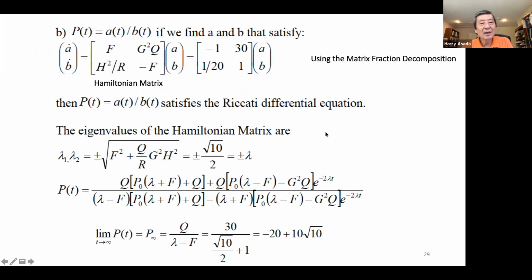Okay, now the next one is to formulate the Hamiltonian matrix, and then solve that linear differential equation, right? So I know this one, plug in the Q and the R, and we get these expressions, eigenvalues computed this way, and then P of t can be given by this. And just for a sanity check, pushing this one to infinity, we get this expression for P infinity. That's the same one as the previous one. So this is just a simple example, just a sanity check.